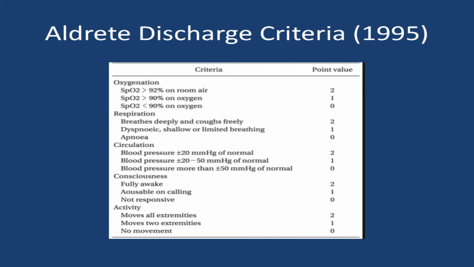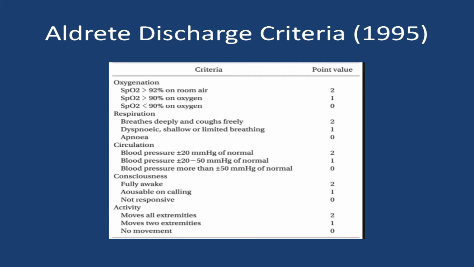Circulation, where the blood pressure is plus or minus 20 millimeters of mercury of the normal, baseline value. If they're within 20 millimeters of mercury of that normal value, then they get 2. Let's say that the patient's blood pressure was 120 over 80, and so if the blood pressure is 100, less the 20, or 140, if they fall in either, if they're 100 or 140, then the patient can go home. If the blood pressure is plus or minus 20 to 50 millimeters of mercury of the normal value, then it'll receive a 1.